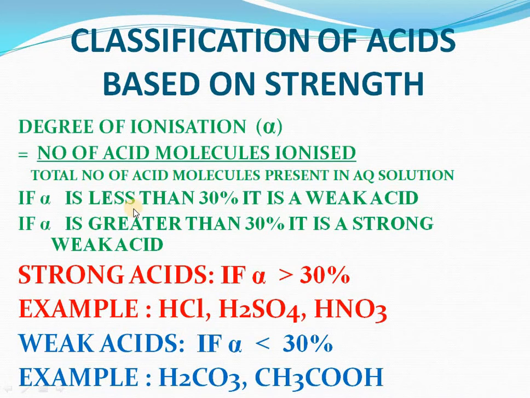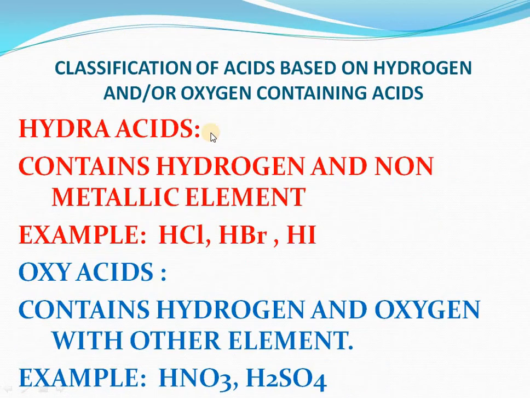So this way some basic idea you should be having, that's sufficient enough. If alpha is greater than 30%, then it is a strong acid. If alpha is less than 30%, it is a weak acid. And alpha is what? Degree of ionization. Okay. So the next classification is hydra acid and oxy acid.